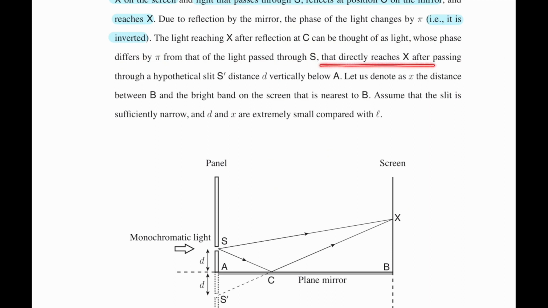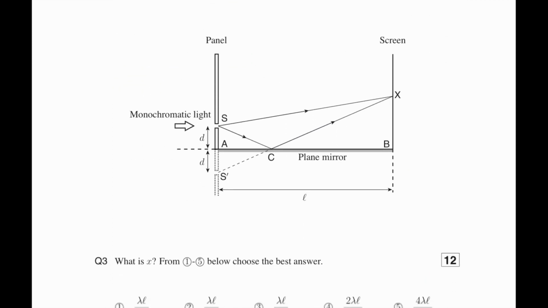That directly reaches X after passing through hypothetical slit S prime, distance D vertically below A. So, these two waves can be assumed. The first one is from the upper slit, and then the second one can be assumed coming from the hypothetical slit below here.